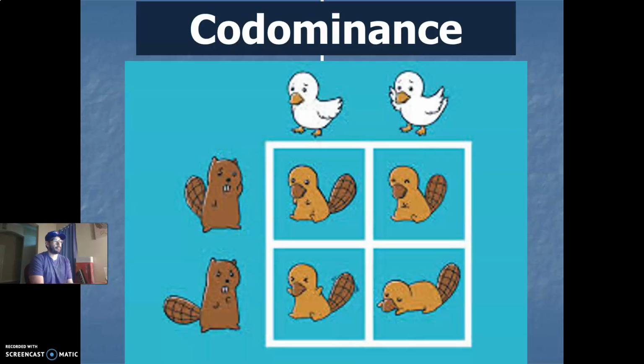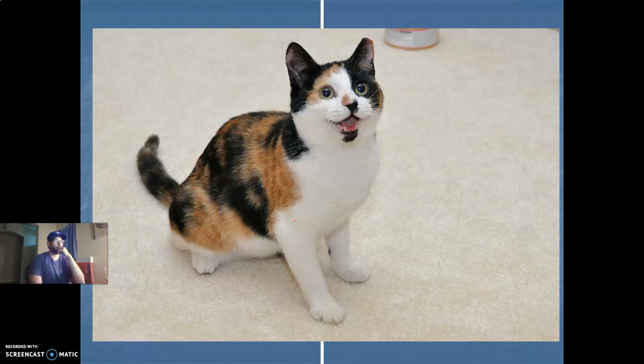This is codominance, okay? And as we look here, you look at the offspring and it has a little bit of both. It didn't blend together, but basically what it did is that it took pieces and stuck them in there. So you still see a little bit of the beaver, you still see a little bit of the duck here, but they didn't blend like the last one did.